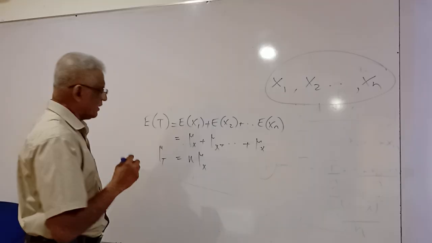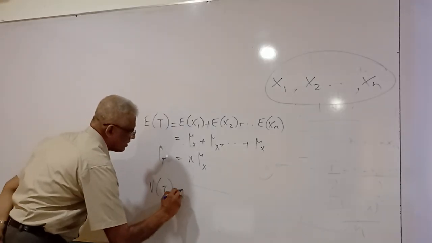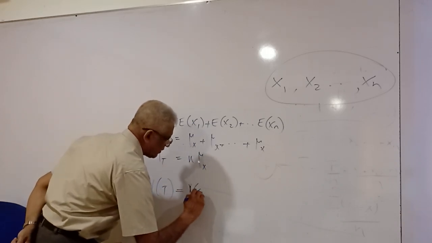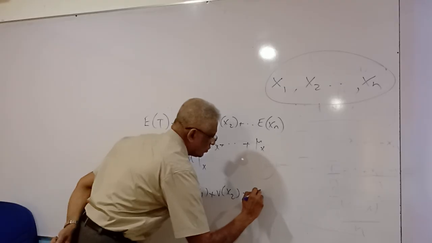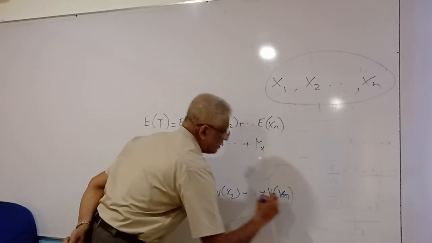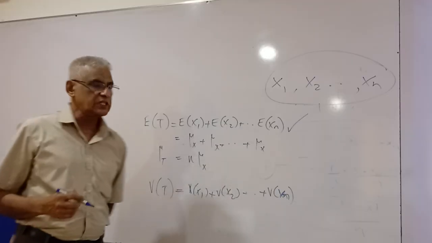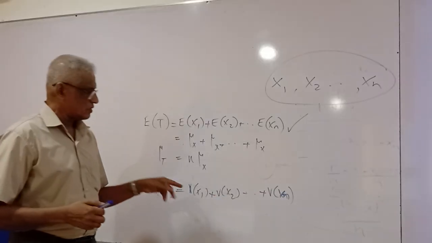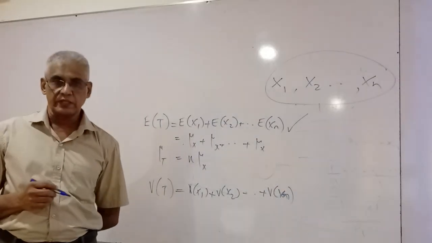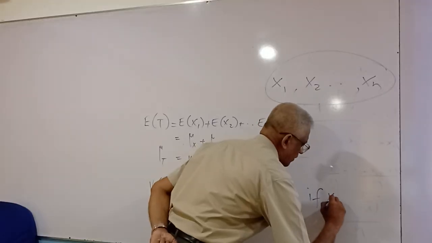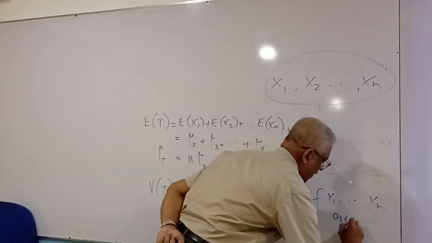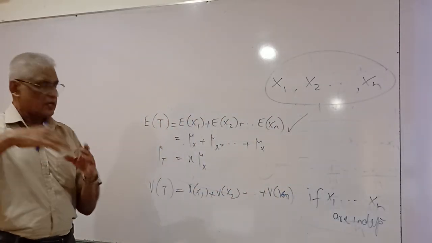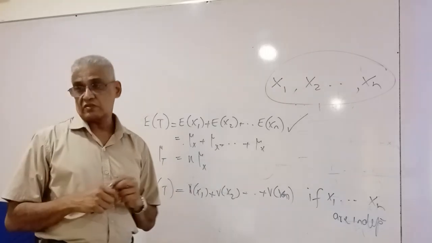That was one. And then variance of t is again equal to variance of x1 plus variance of x2 and so on plus variance of xn. The previous result is true always, whether or not x1 up to xn are independent. This expression is correct only if x1 up to xn are independent. If they are not independent, in addition to this, there are some more terms coming in called the covariances.